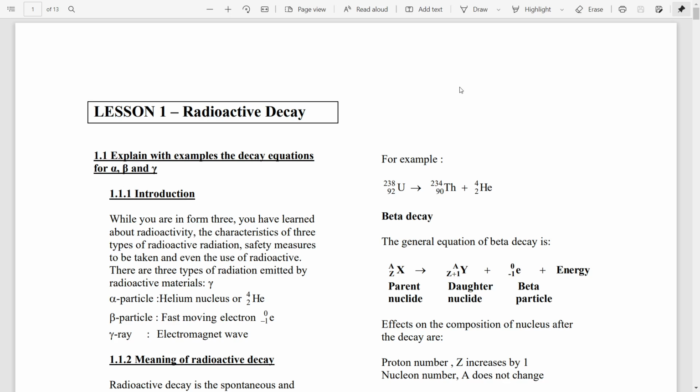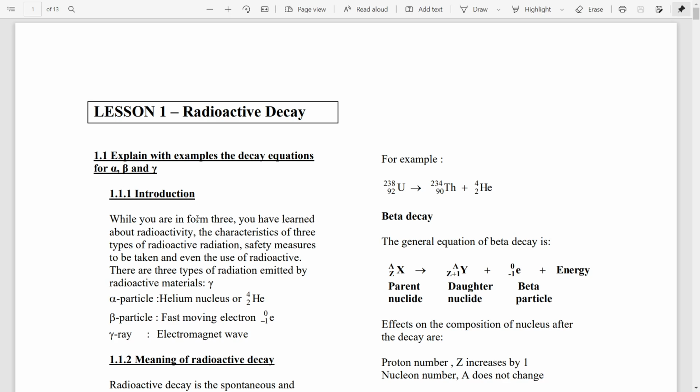So for this semester, we look into this topic. There are a few additional info that you need to know, which will be included in your SPM. For the first one, let's go through our notes here. Explain with example the decay equation for alpha, beta, and gamma. For this subtopic, we will try to explain through the equation.